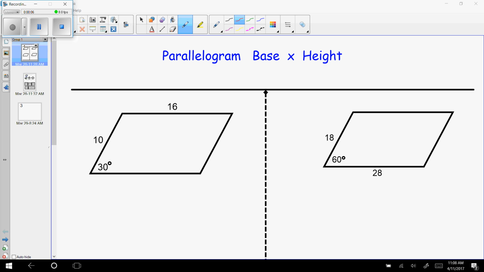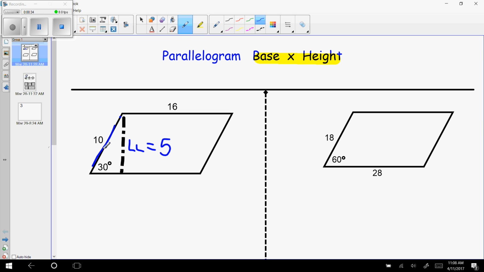Okay, so parallelogram, pretty easy with the parallelogram. You've got base times height. You're going to get a lot of parallelograms with angles in the corner. So what we're going to do is just draw the height in there, and we just have to see special right triangles. So this would be a little leg because it's across from the 30, and so the height of this thing is 5.